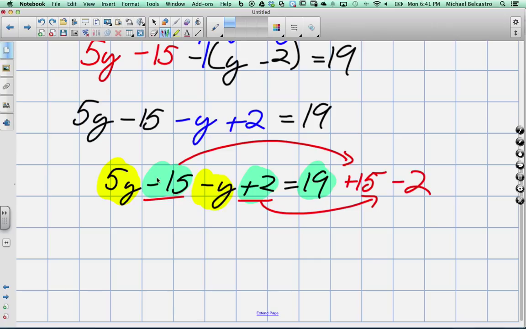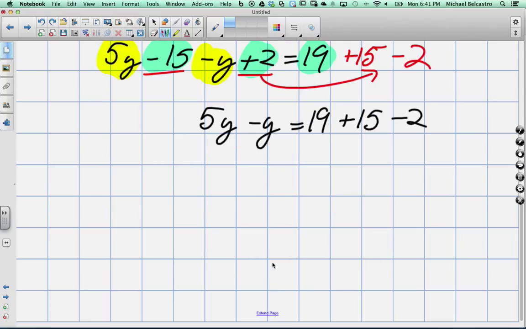So let's rewrite our new equation. Variables are only left on the left. I've moved the other two, so 5y minus y is equal to 19 plus 15 minus 2. Okay, so only variables on the left, constants on the right. Then we're going to collect all of our like terms. So what is 5y minus y going to be? 4y. Yep. All right. Now this will be a little more difficult. 19 plus 15 minus 2. You want to use your calculators there? 32. Yeah, great. 32. Excellent.